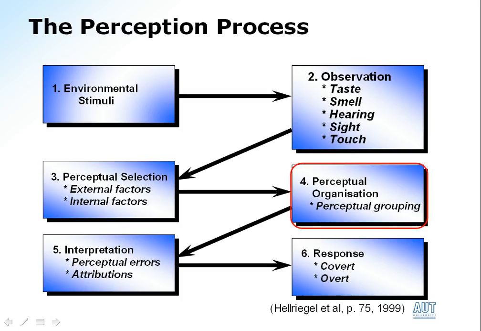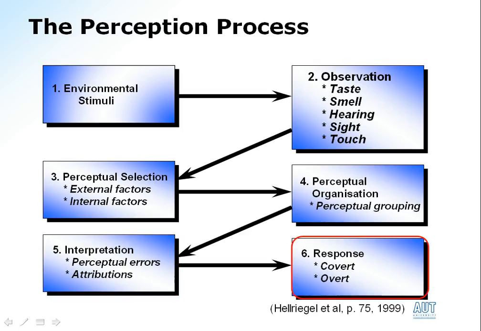Then we organise this based on how we've organised our perception. We get grouping, and that's where we're looking for continuity, closure, proximity, similarity, all those kind of things. We then make errors based on what we've seen. We get perceptual errors, like perceptual defense, stereotyping, halo effect, projection or expectancy, or attributions, where we're comparing internal with external factors, or we're looking for causes of success or failure, and we can leap to conclusions quite quickly.